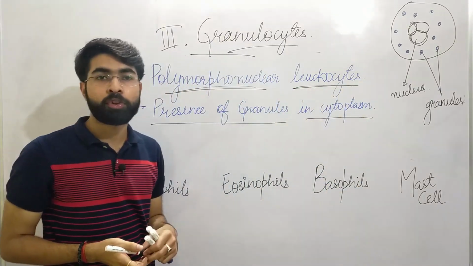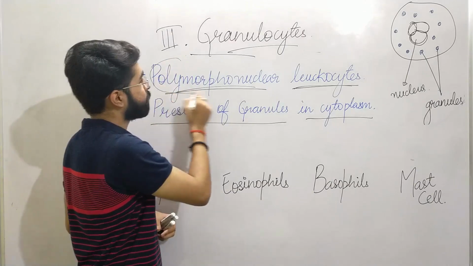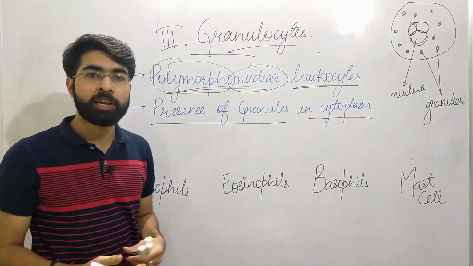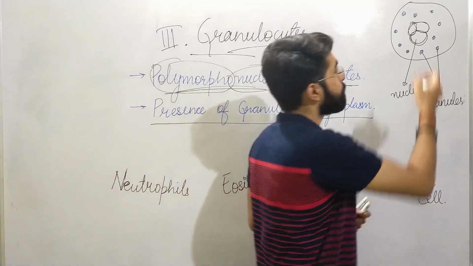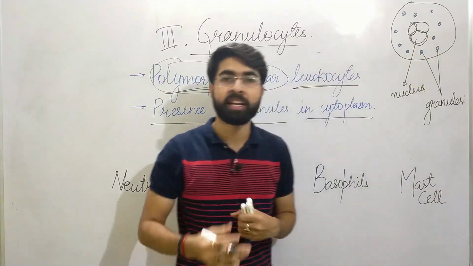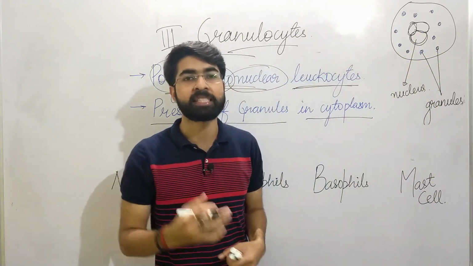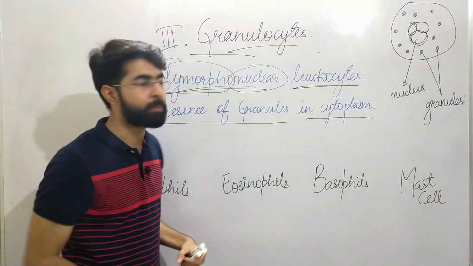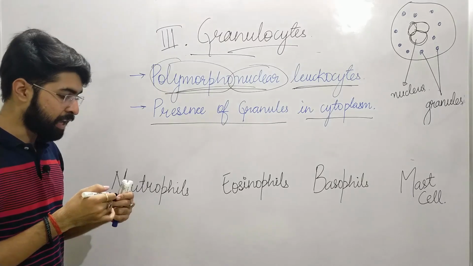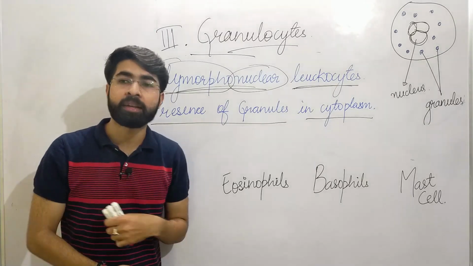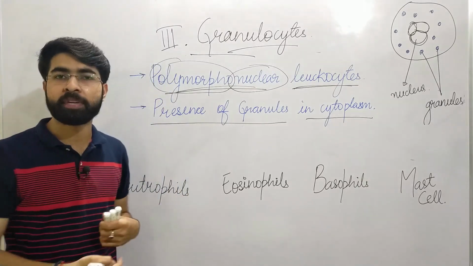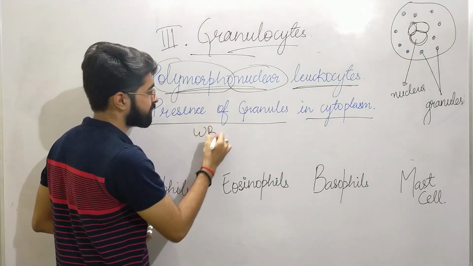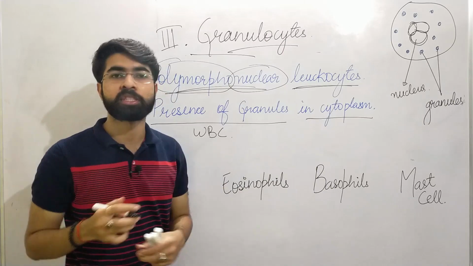Why polymorphonuclear? Because the word is made up of polymorpho and nuclear, meaning these cells have a polymorphic nucleus. That means their nucleus varies in shape and size, and it is divided into three lobes or different segments. These cells are a basic category of white blood cells in the innate immune system.